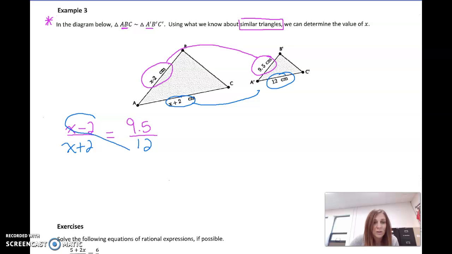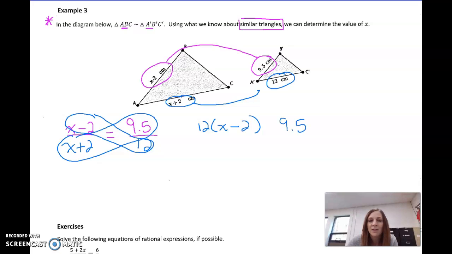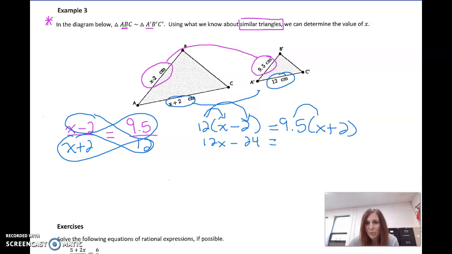So I am going to go sloppy, as always. 12 times the quantity, so in parentheses, x minus 2, and 9.5 times the quantity, x plus 2, and we set them equal to each other. This is what the cross products property says. And now, use the distributive property and solve. So 12 times x is 12x, minus sign, 12 times 2 is 24, equals 9.5 times x, plus sign, 9.5 times 2, which is 19.